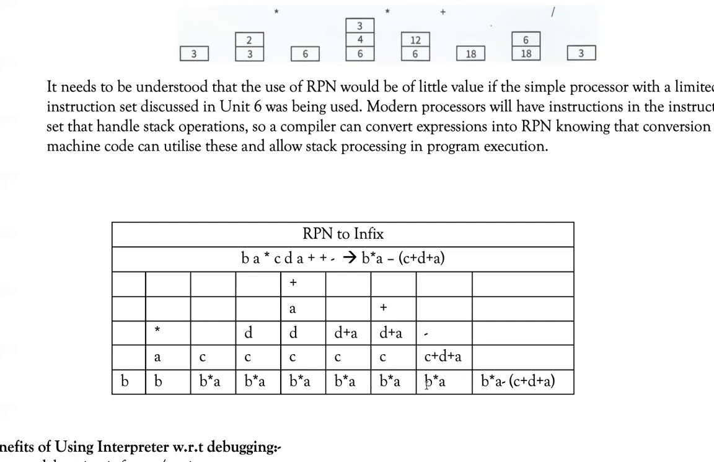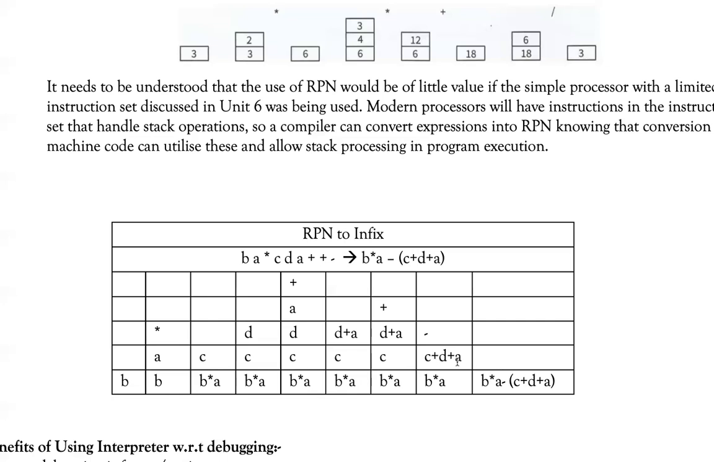So just to be on the safe side, if you're required to do this, add brackets whenever you have a complete expression. So I add a bracket around B multiplied by A as soon as B multiplied by A was pushed into the stack. As soon as you see C plus D plus A, add brackets over here. And this is how you can ensure operator precedence.